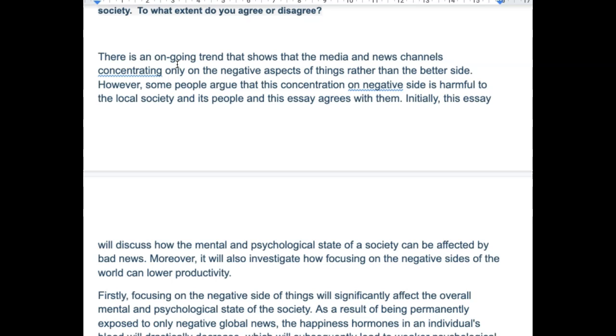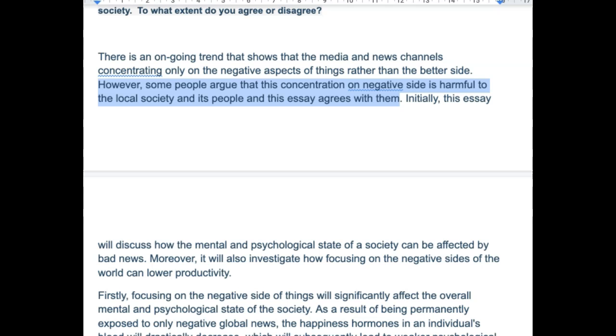However, some people argue that this concentration on the negative side is harmful to the local society and its people. And this essay agrees with them. Okay. I think you could rephrase this to be a little bit more eloquent. This essay strongly argues that the concentration on the negativity or on negative news events is harmful to the local society and its people, full stop. And this goes back to the succinct argument I was talking about before. We've said the same, but with fewer words.